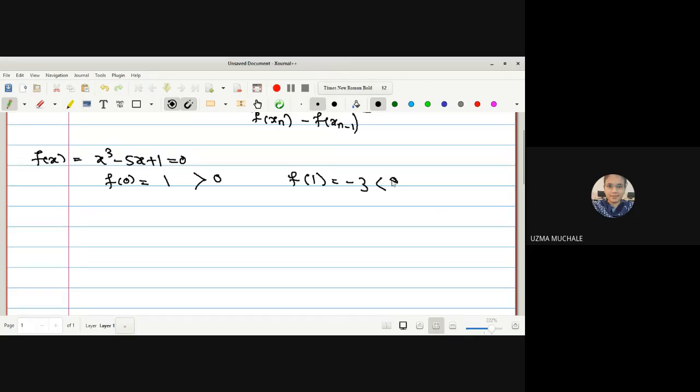So now we can select the interval. Say x0 is 0 and x1 is 1, and f(x0) is 1 and f(x1) is minus 3. By the secant method formula, what is the formula we have?